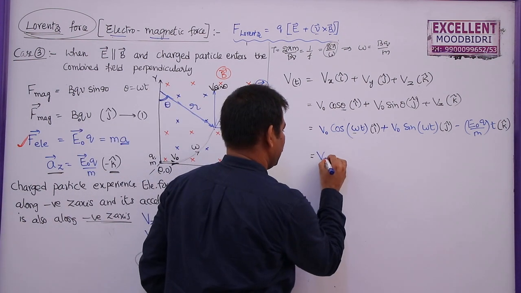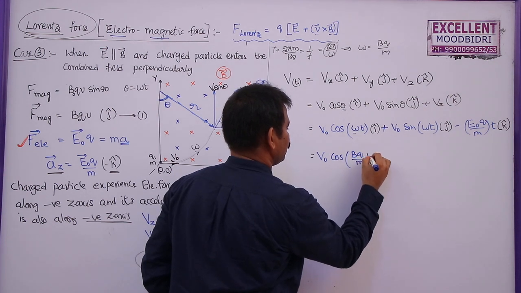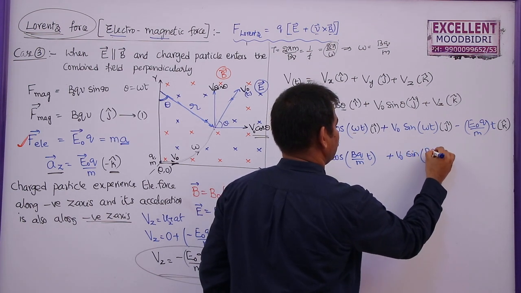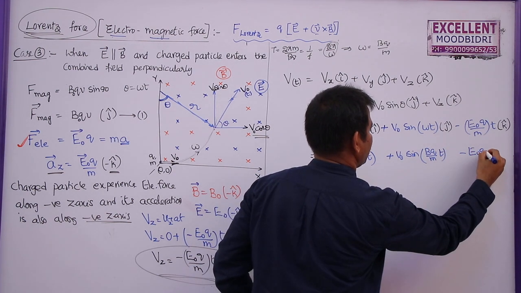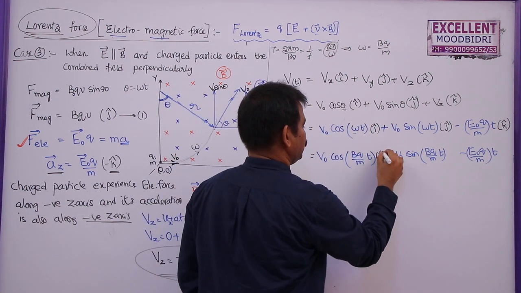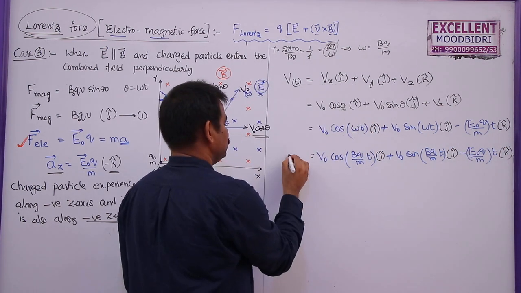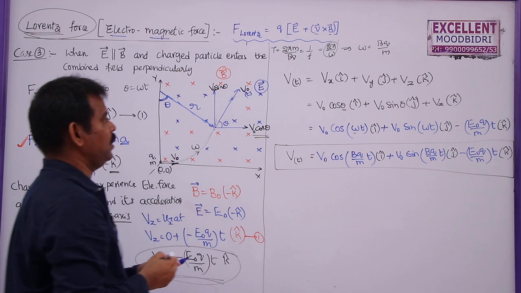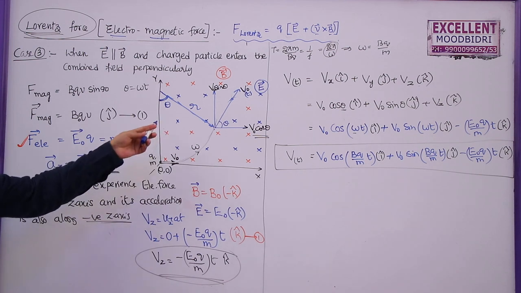So this is v naught cos of bq by m into t, plus v naught sin of bq by m into t, minus E naught q by m into t. The vectors are: this is along the positive x axis, this is along the positive y axis, and this is along the positive z axis. So this is the velocity at any time when the charged particle is moving along the x axis, when both the electric and magnetic fields are acting perpendicular to it.